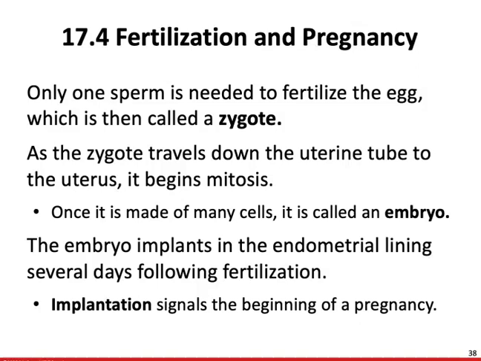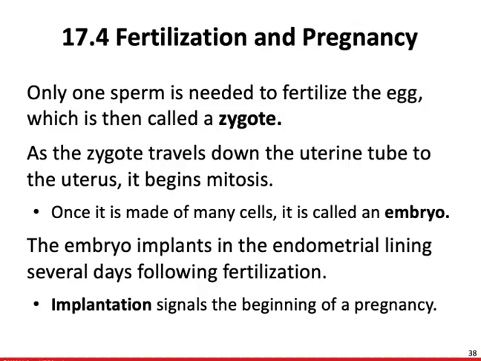In the case of pregnancy, we are going to see a slightly different series of events. So only one sperm is going to be needed to fertilize an egg. Once the egg is fertilized, it forms a cell that we refer to as a zygote. This is a fully diploid individual cell. As the zygote travels down the uterine tube to the uterus, it begins the process of mitosis.